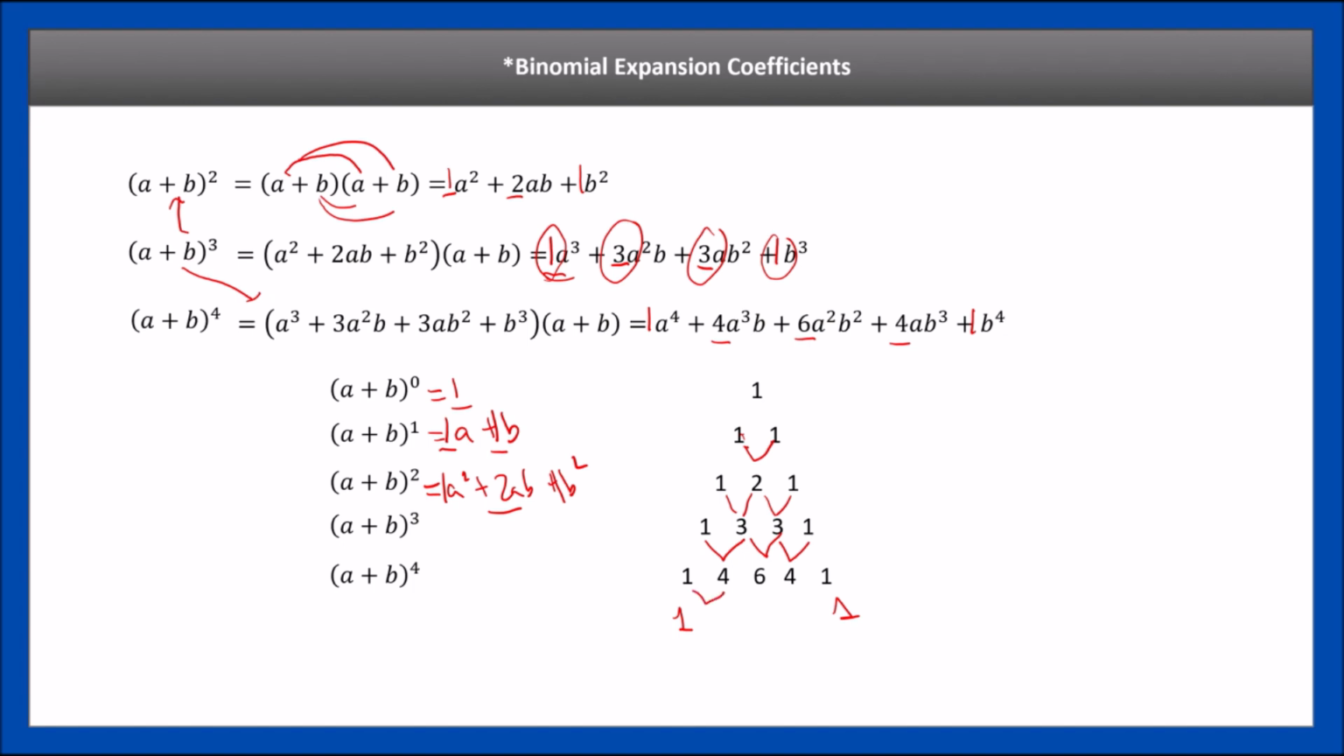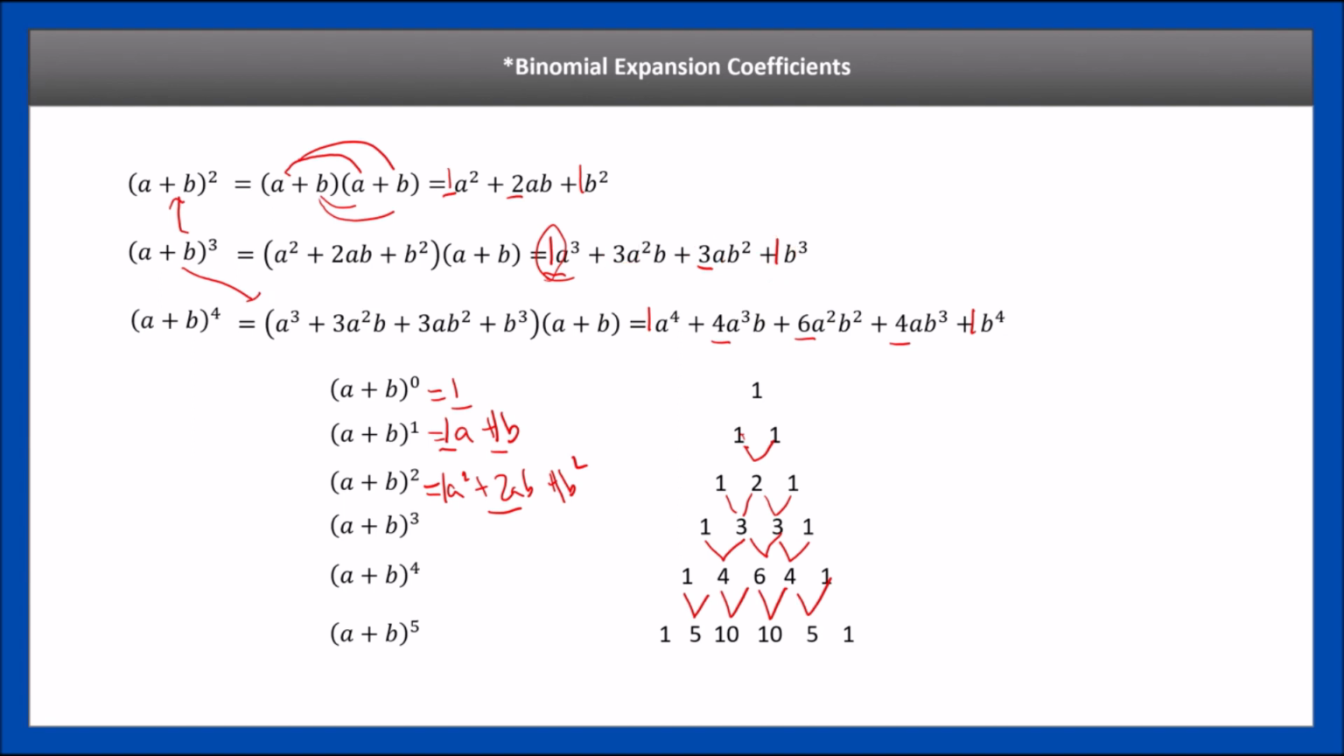So here we have 1 plus 4 is 5, so we get a 5 here. 4 plus 6 is 10. 6 plus 4 is 10. 4 plus 1 is 5. So if we continue this with a plus b to the fifth power, we're going to get those numbers. Let me erase this. Like I said, this is the pattern: 1 plus 4, 4 plus 6, 6 plus 4, and then 4 plus 1.